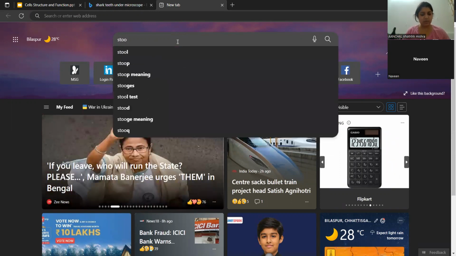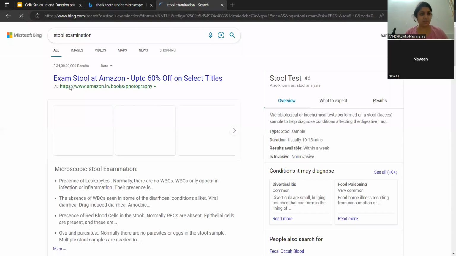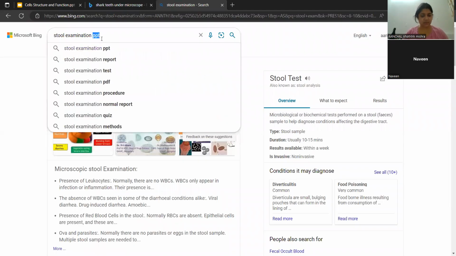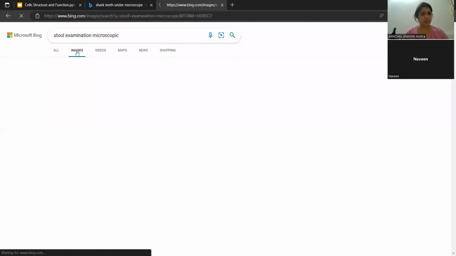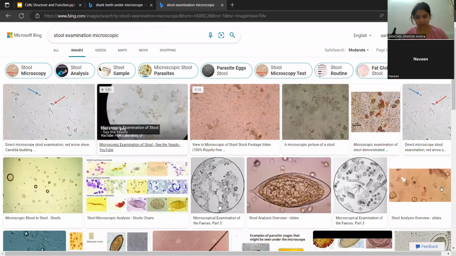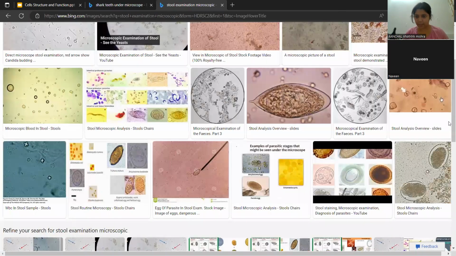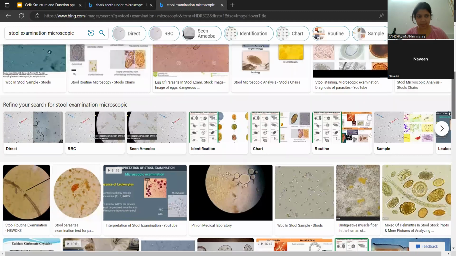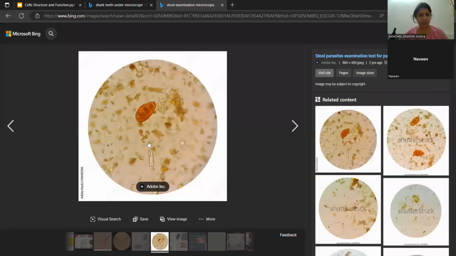Stool examination. Okay. Yeah, this is how it looks. Are you able to see the screen? Yeah.